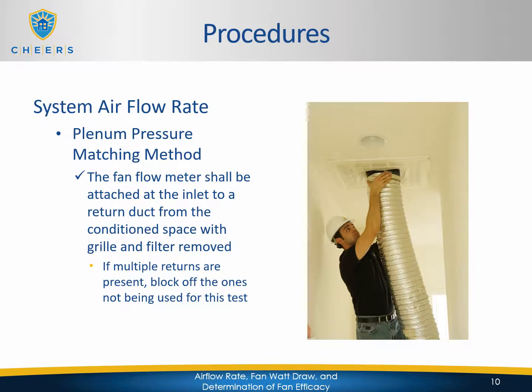The fan flow meter shall be attached at an inlet to a return duct from the condition space with grill and filter removed. If multiple returns are present, block off the ones not being used for this test. Ideally, you'd want to use the main return for this particular test.